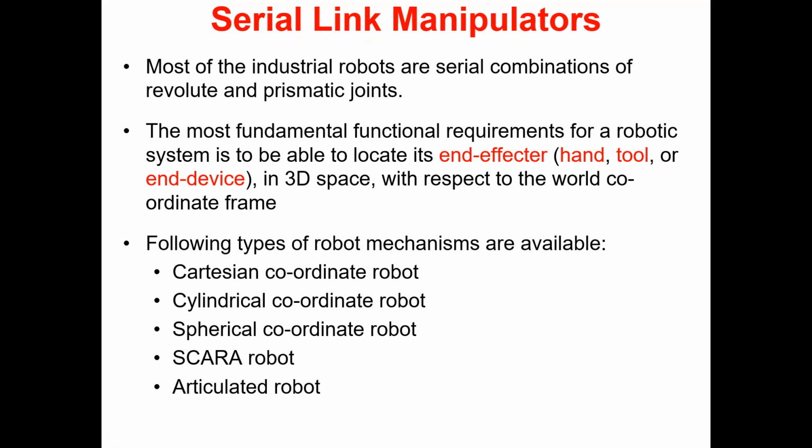Last week, I showed you this slide. There are about 5 different types of manipulators. At the top is the Cartesian coordinate robot, and then cylindrical, spherical, SCARA, and articulated. So when you see these 5 different types of industrial manipulators, you will notice very quickly the first 3: Cartesian, cylindrical, and spherical.